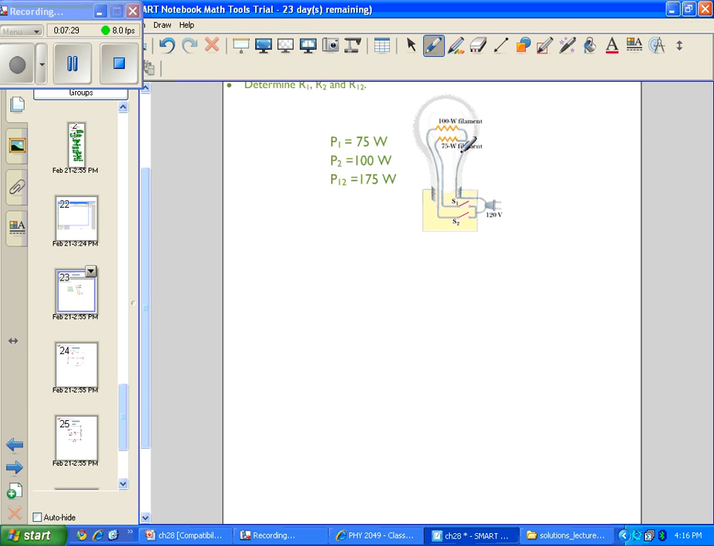But we know, of course, that the sum of the power delivered equals P1 plus P2, which is, of course, 175 watts. So using the expression, because we're told that delta V total, what we get from the wall socket, is 120 volts, and these are in parallel, it should be true that delta V1 is equal to 120 volts, but so is delta V2, and therefore the combination of delta V12.